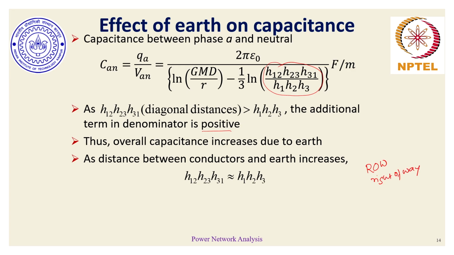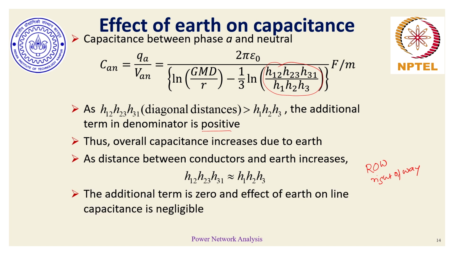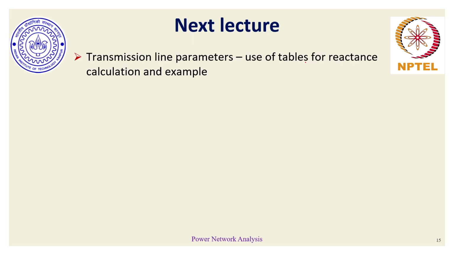The higher the voltage of a transmission line, the higher its ROW; the lower the voltage of the line, the lower the ROW can go, so that the capacitance effect due to earth is minimized or neglected. So when this ratio becomes close to 1, the additional term would tend to 0, and hence the effect of earth on capacitance becomes negligible. That's all for today's discussion.